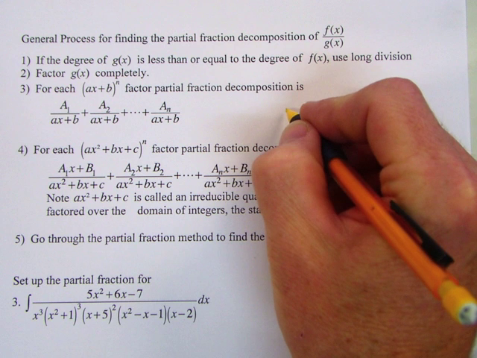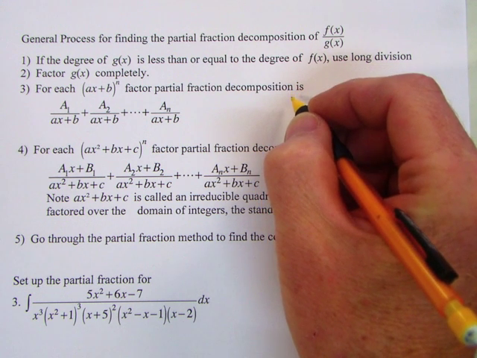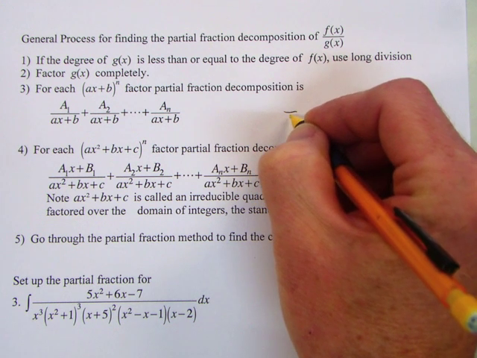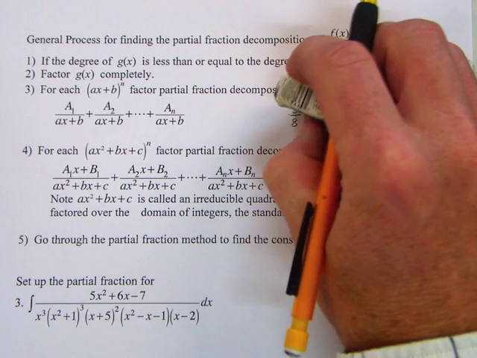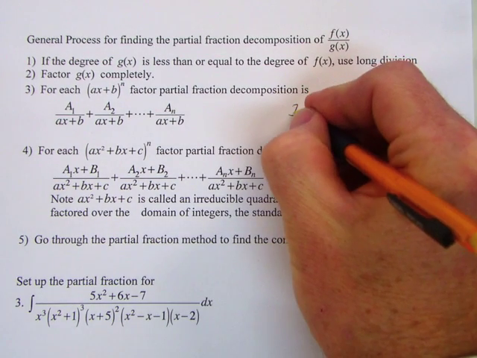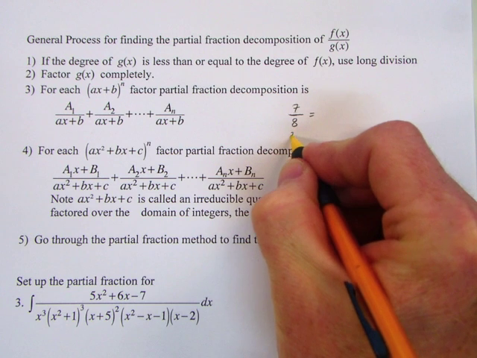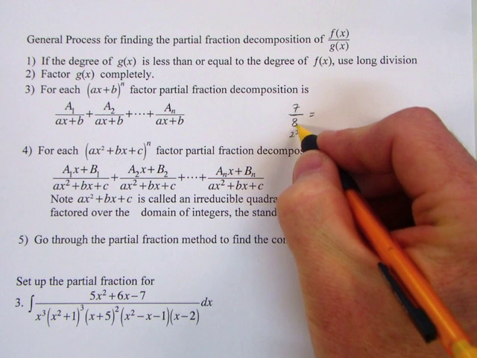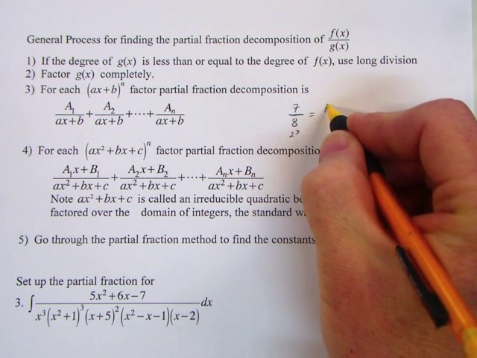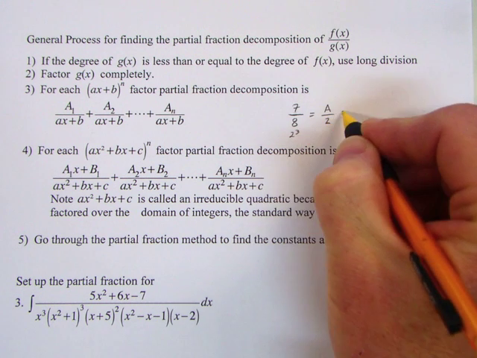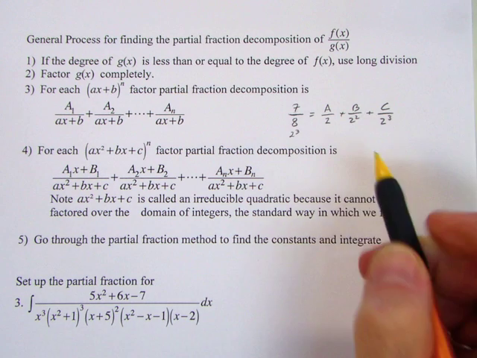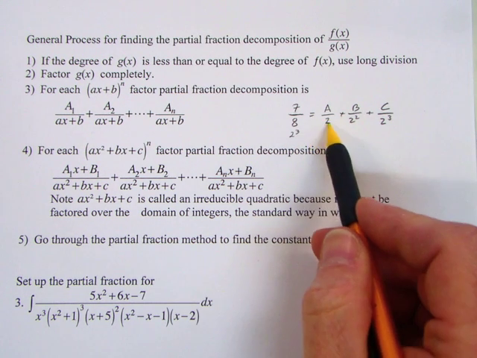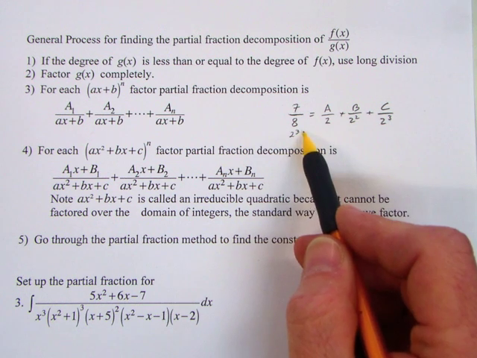And what you can think of this as is if I had something like, let's see, a number like 7 over 8. Well, this one is 2 cubed on the bottom. So the way we can get this fraction is by saying a over 2 plus b over 2 squared plus c over 2 cubed. So we're looking at all the powers from 2 to the 1 all the way up to the power we're looking for. That's what's going on here.